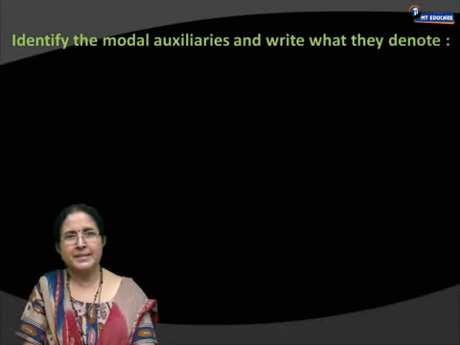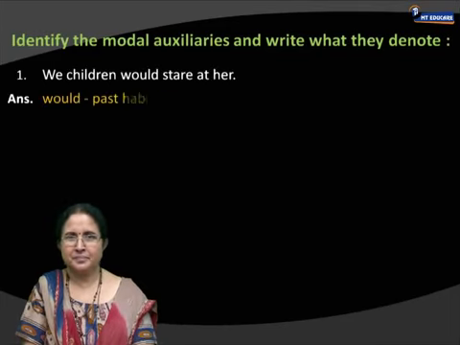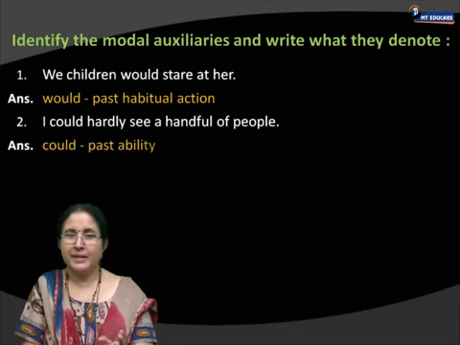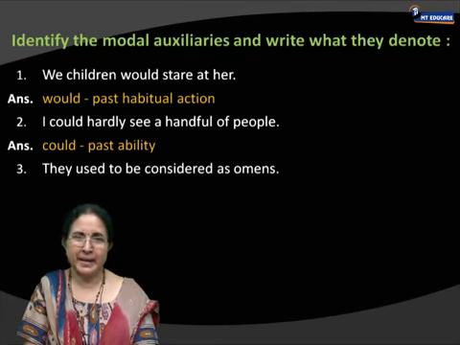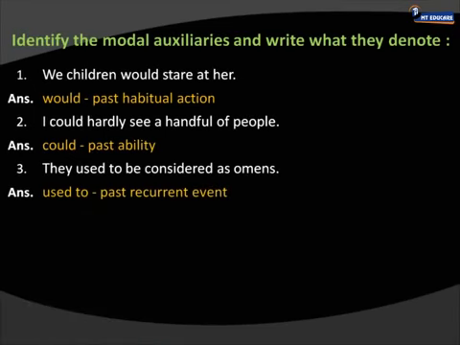Third type is identify the modal auxiliary, write what they denote. We children would stare at her. Same. I could hardly see a handful of people. I could, but past ability. They used to be considered as omens. Again, past recurrent event. Again, could is used in another way.